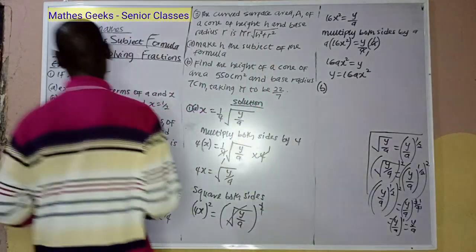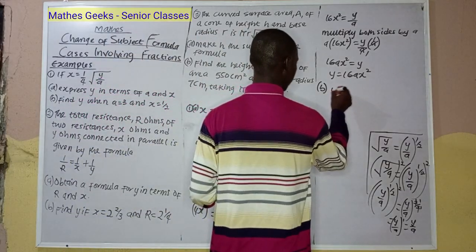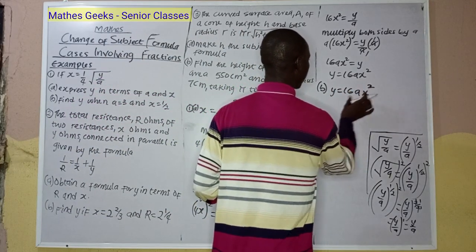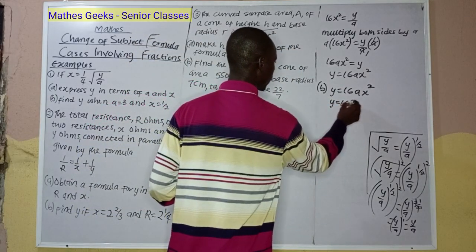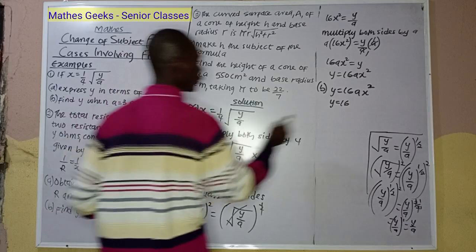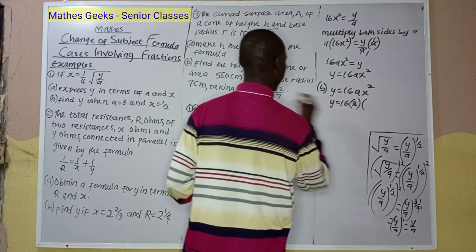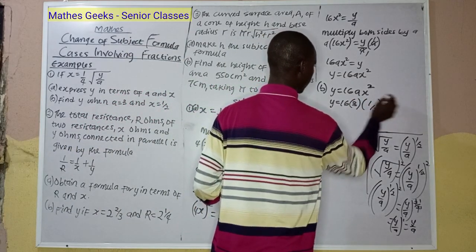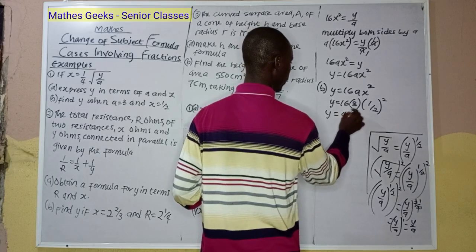So B says find y when a is 3 and x is 1 over 2. Y is equal to 16 a x squared. Now this is a case of substitution. So y is equal to 16, and we're told that a is equal to 3, so put 3 in place of a, times x, which is 1 over 2, squared. So y is equal to 16 times 3, which is 48.